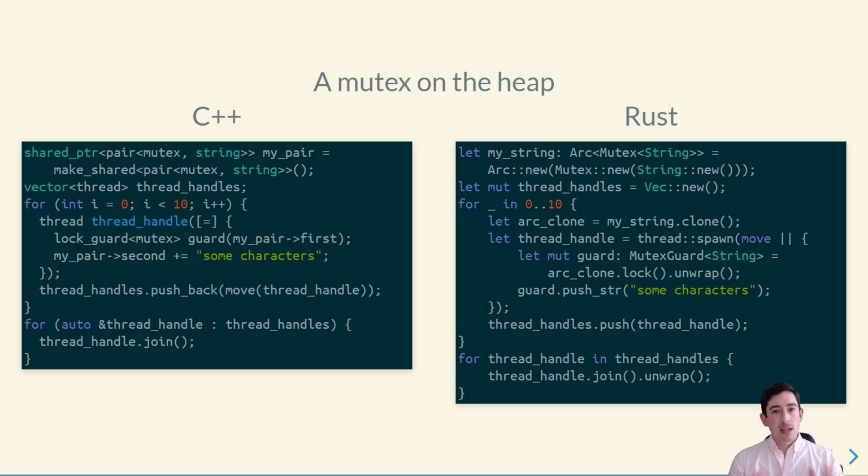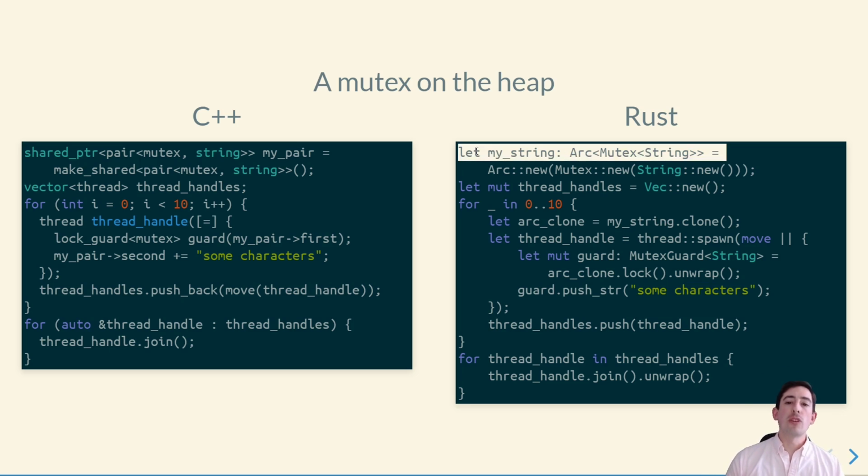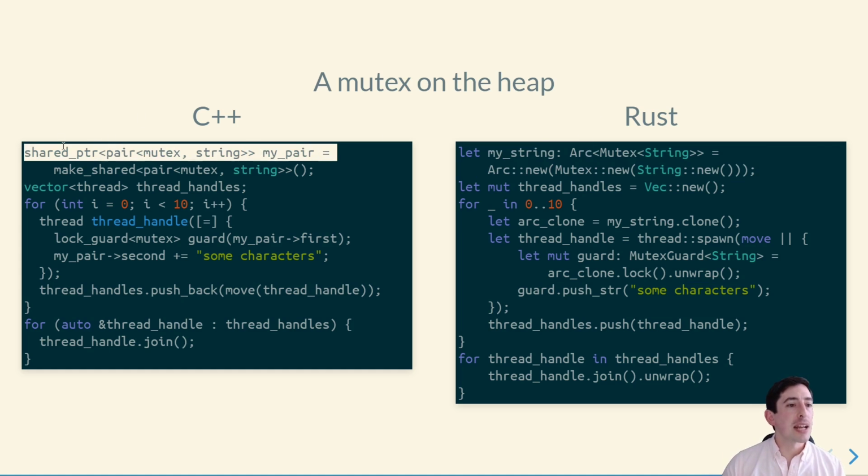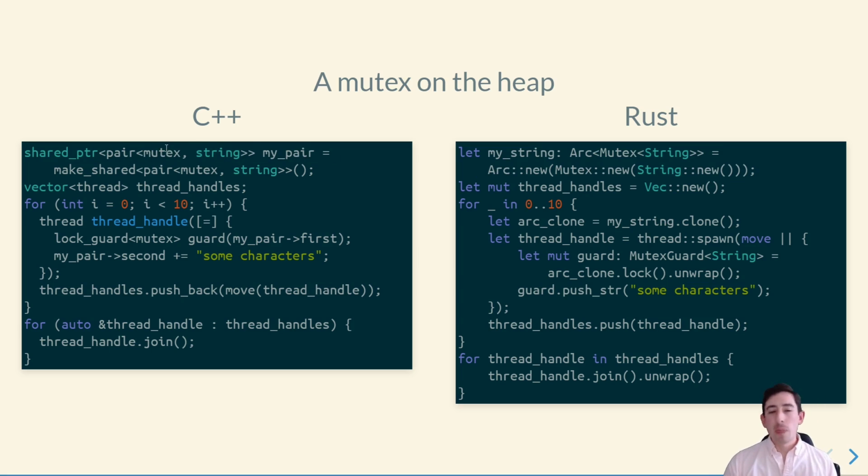So here's what the code looks like when it compiles. So we've made a change. What we've done is we've put everything in an Arc. Arc is Rust's shared pointer. So here on the C++ side, we have shared pointer of mutex and string. And because mutex is not a container, I'm using pair here. So we have a mutex and a string, and we just remember that they're related. So we've put those in a shared pointer with make_shared, and we've made the lambda capture that by value.